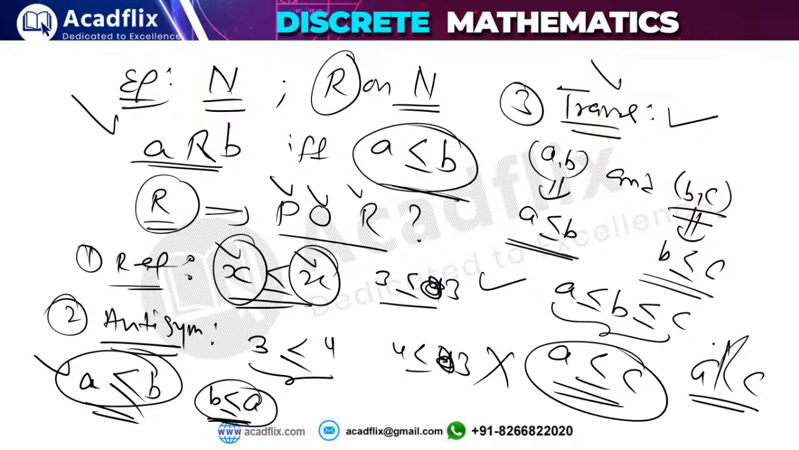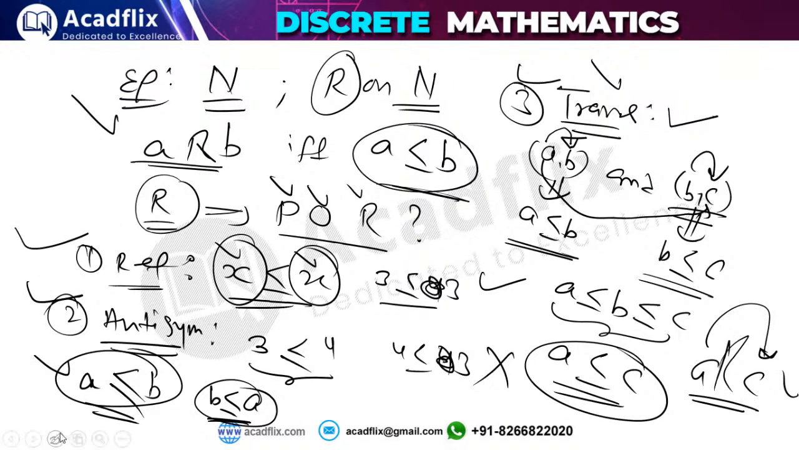This is what we want in a transitive relation. In a transitive relation, we want that if A is related to B and B is related to C, then A should be related to C. You can see A is related to C. So you have proven that this is transitive. So this is reflexive, anti-symmetric and transitive. So this relation is a partial order relation.